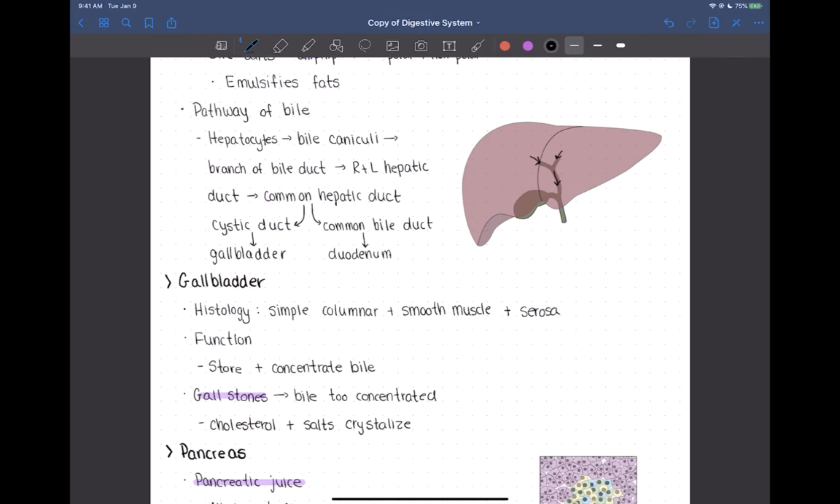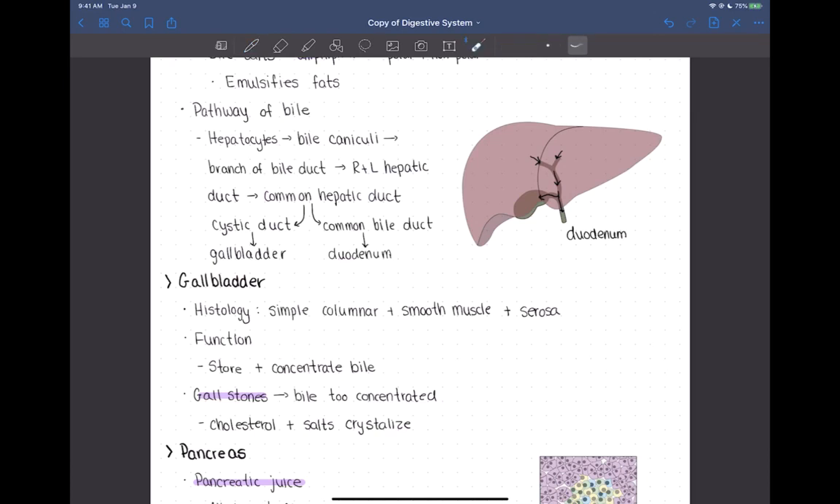And then from there, the bile can either travel into the gallbladder, which it will do by going through this structure here, the cystic duct, or it can travel downwards and be added straight into the duodenum by traveling through the common bile duct. We'll actually see in the next video that the common bile duct joins up with the pancreatic duct, and they both together enter the duodenum. So you should know that pathway for bile.